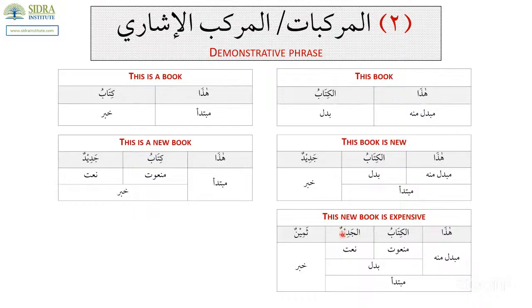So there's a bit of a mistake there. I put tanween with the word al. It's supposed to have just one dhamma. Probably we could copy and paste it from there. So هذا الكتاب الجديد. هذا will be mubdal min.